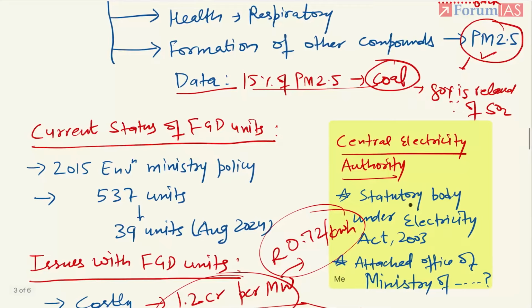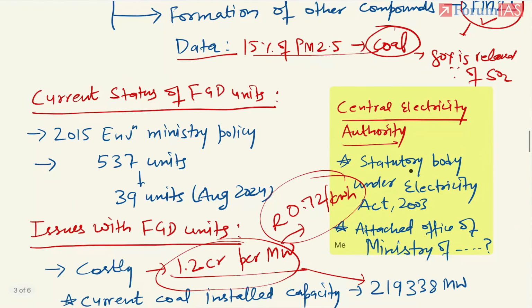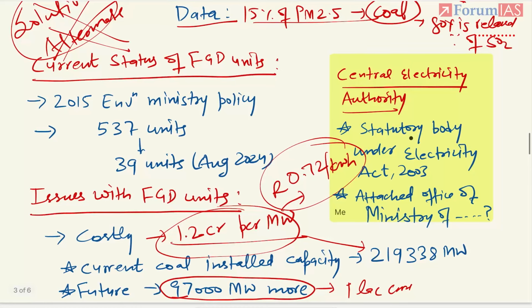So if we do away with it, what is the solution? Let me tell you the solution. According to experts, there is no solution. There is no alternate. Any alternate? No alternate to this. So let's see whether the government implements or takes into consideration the recommendations of the committee or not.